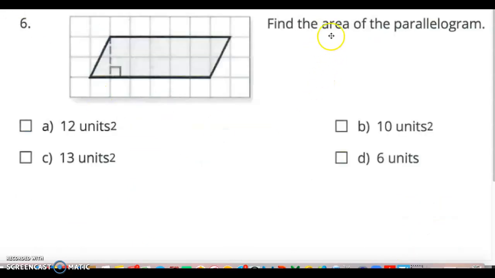Okay, number 6, area of a parallelogram. I'm going to grab my pen for this one, so you can see that for the base, you have to count how many units across it is. The base is 6 units across, and the height is 2 units going up. So the base right here is 6, and the height right here is 2. So it's base times height.